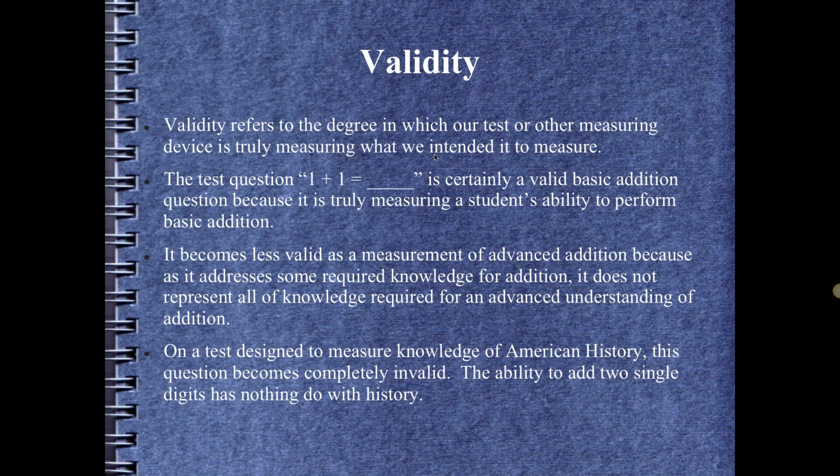So again, we need to be careful that we don't jump to these conclusions. Something might seem valid on the surface, but is it intended? If all we want to say is this student has a very basic knowledge of addition, well, then that might be okay. And then the other example, if we're measuring knowledge of American history, then asking 1 plus 1 is completely invalid, right? Adding two digits has absolutely nothing to do with history. And if it's in that format, 1 plus 1 equals, I don't even know, what it tells us other than that the student can add two single-digit numbers.